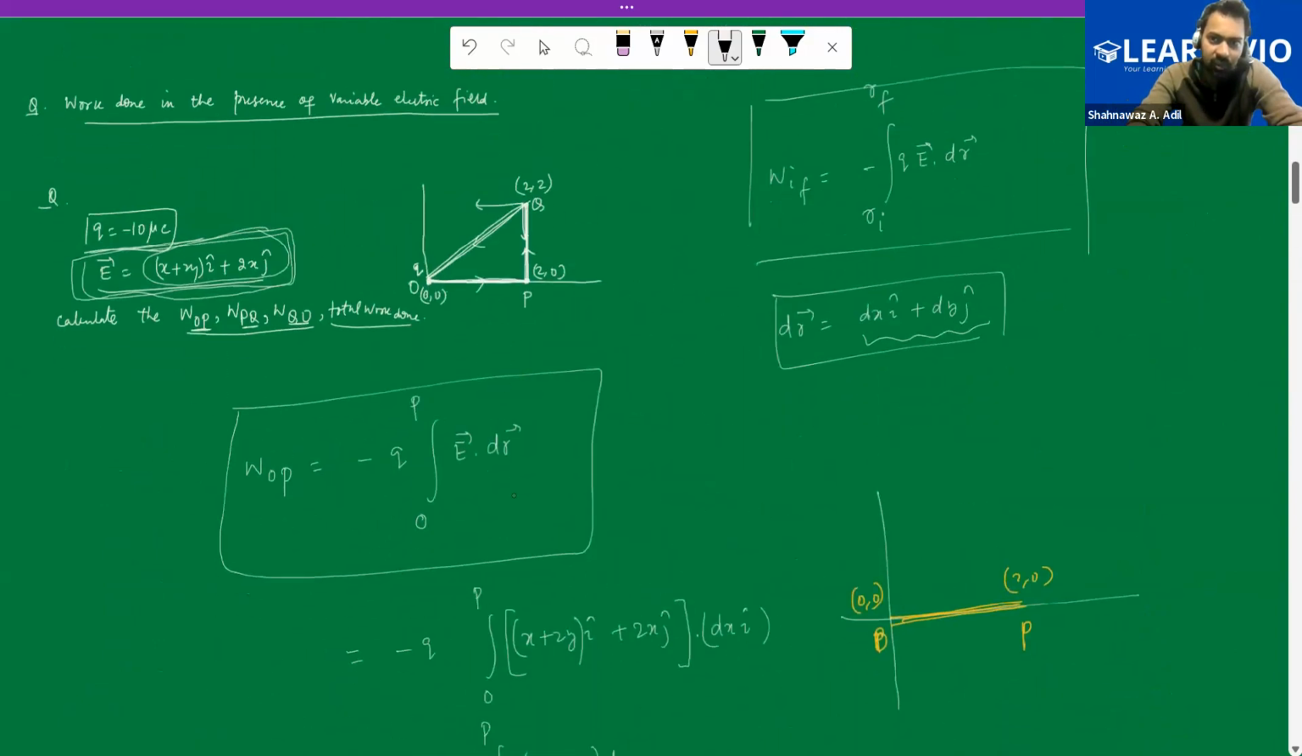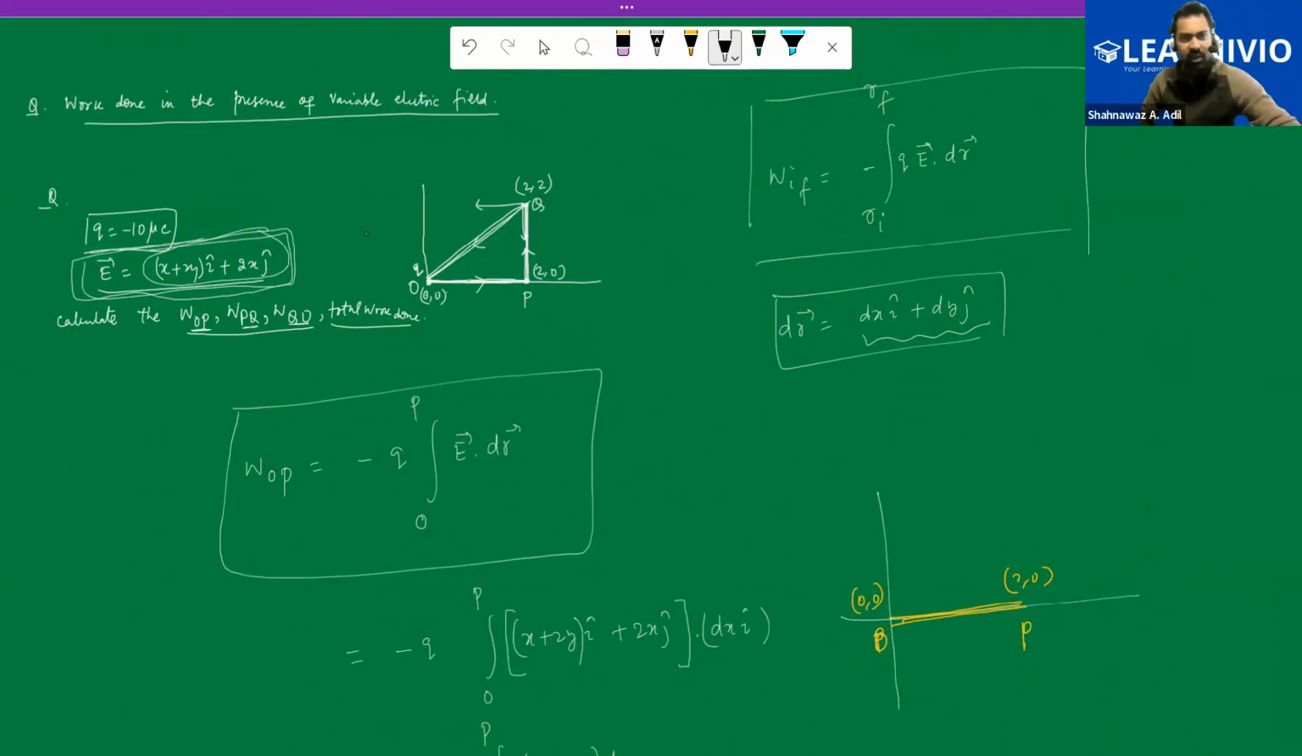Yes, sir. And did you do this question in Amna ma'am's class? No. Oh, okay, then please write this one down, right? So only the third part, Q to O, that part was tricky, but all the rest are very easy. Please note it down, and then we'll do the next question.